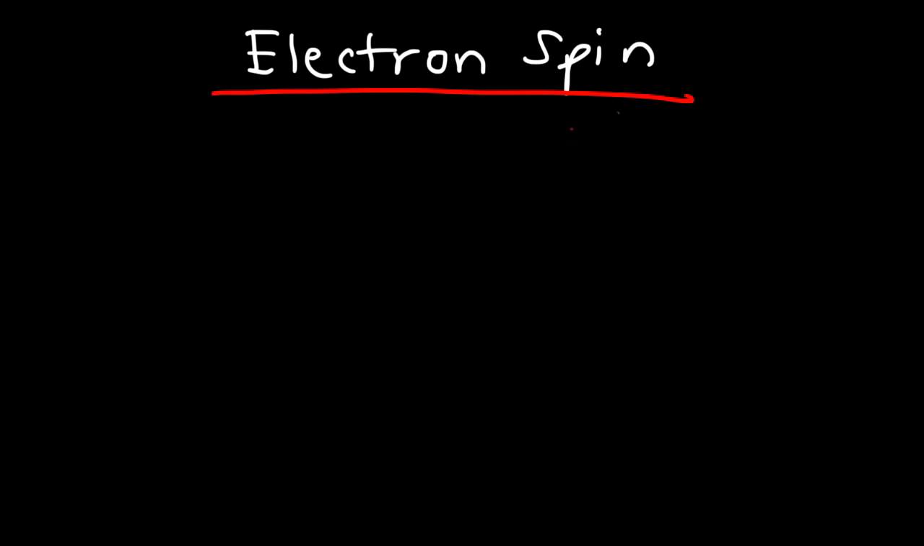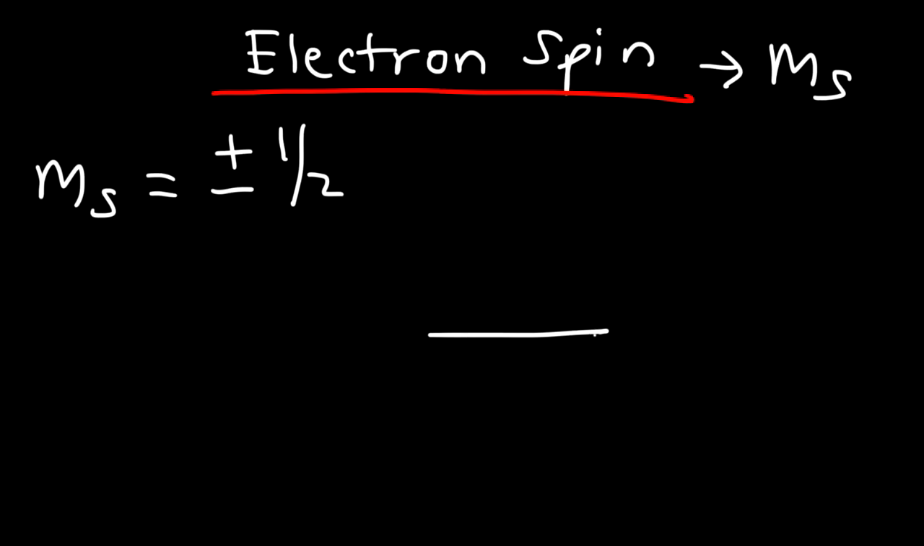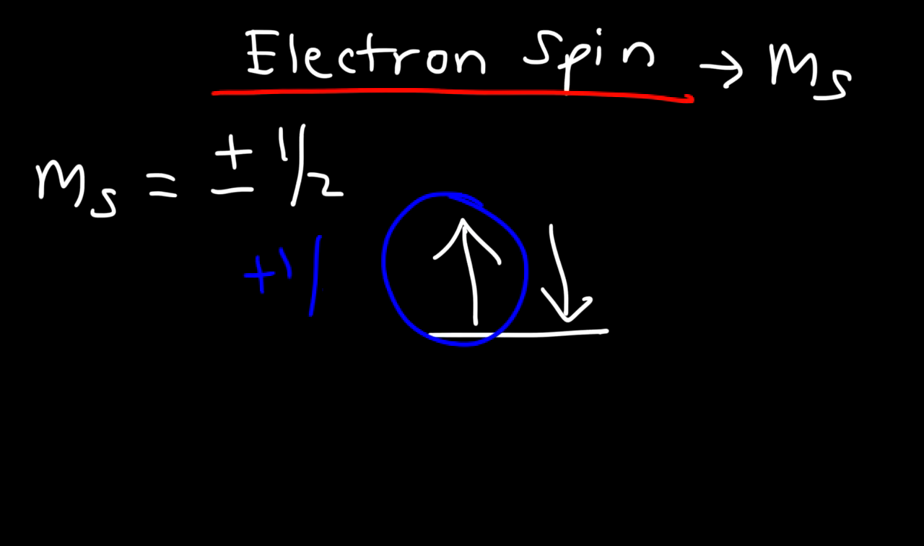Now the last quantum number that we need to talk about is something known as the electron spin. The symbol that corresponds to this is m sub s. Now the electron spin could be one of 2 values, positive or negative 1/2. Now recall that an electron within an orbital can either be going up or down. So if it's going up, the spin is +1/2. And if the arrow is going down, the electron spin is -1/2. So that's the last quantum number that you need to be familiar with.